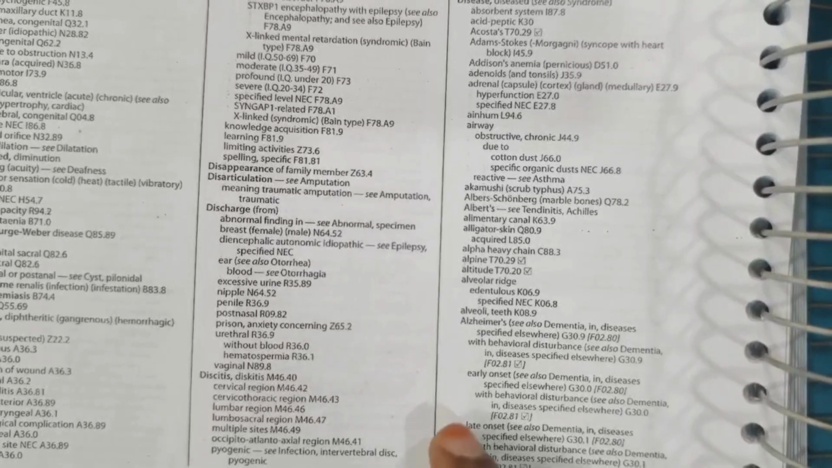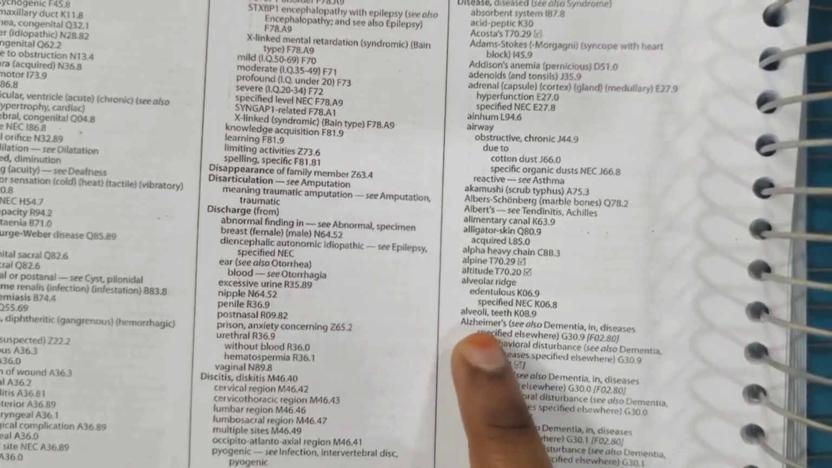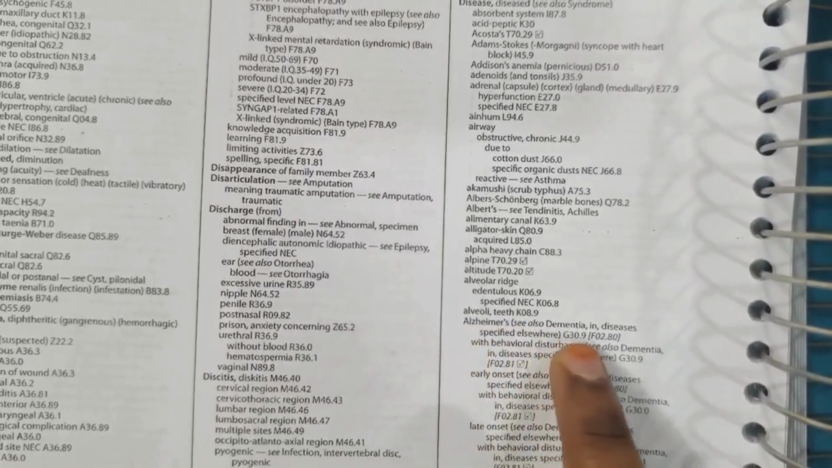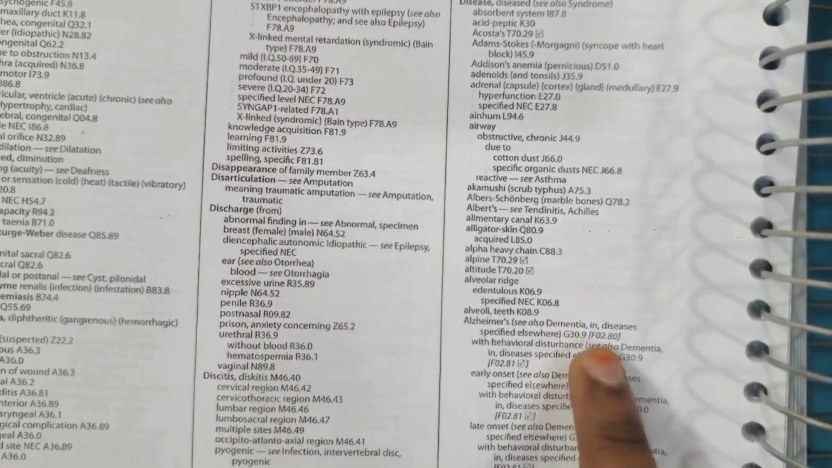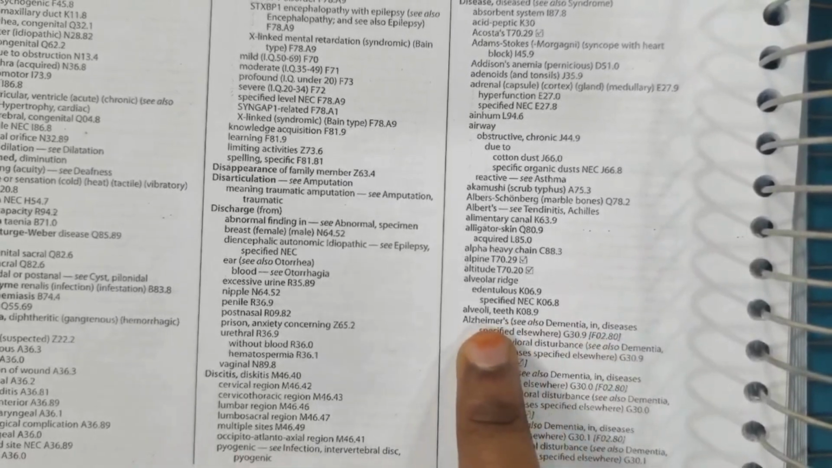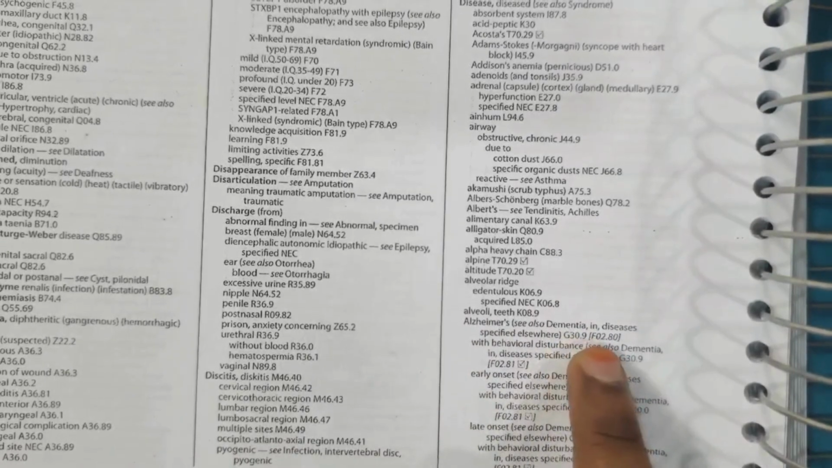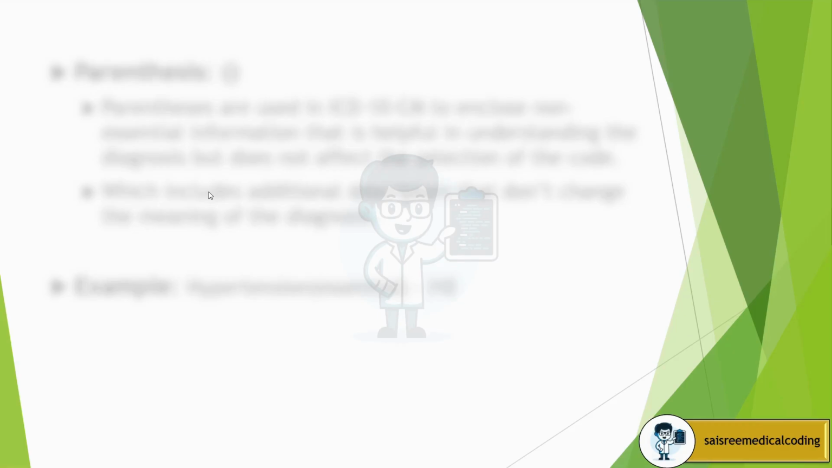So now, if you look up Alzheimer's, you can see that beside Alzheimer's we have a code G30.9 and in brackets it is documented as F02.80. So if I mention Alzheimer's, then you have to assign the two codes. This is how it will be indicated in your alphabetical index.